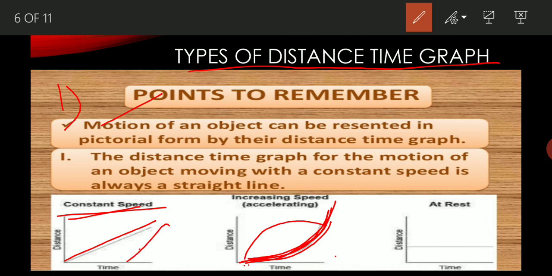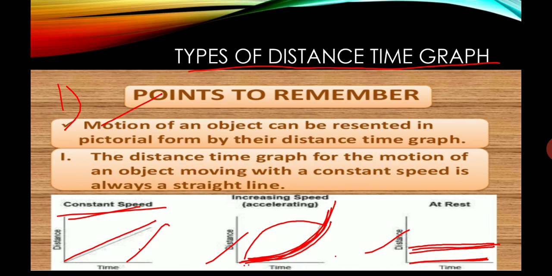So that was the first type and the second type. Now the third type, the graph in which we get a line parallel to the x-axis or parallel to the time axis. This kind of graph indicates that the object or the vehicle is always at rest, because here the time is not changing. Okay, and if the distance is not changing, we cannot say that the object is moving. It means that the object is in a rest position.